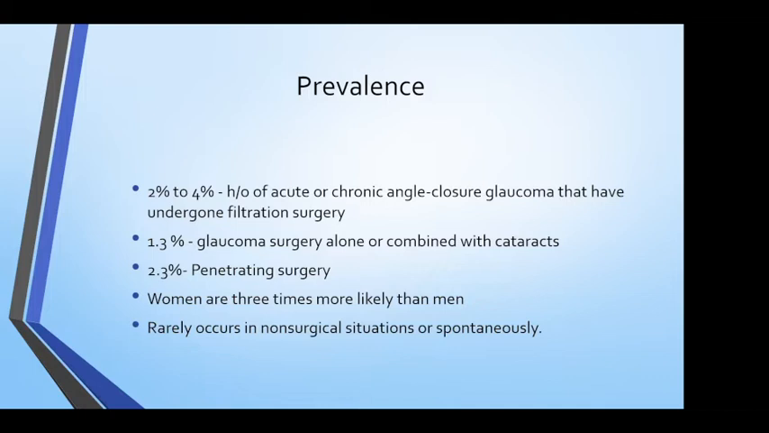We see it in about 2 to 4% of those with a history of acute or chronic angle closure glaucoma who have undergone filtration surgery. About 1.3% in glaucoma surgery alone or combined with cataract surgery, and 2.3% in penetrating surgery overall. And women are 3 times more likely than men to have malignant glaucoma. It rarely occurs in non-surgical situations or spontaneously, especially in people who are on chronic use of miotics.